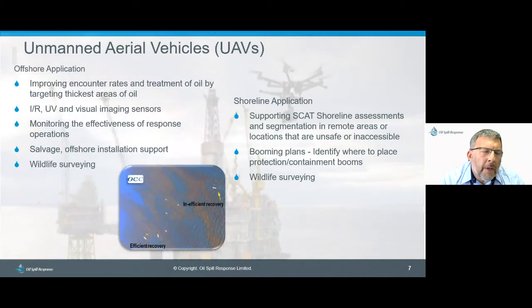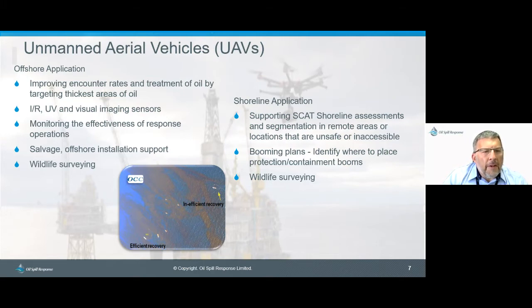Again, they can use infrared, UV and visual imaging sensors. They don't tend to be quite so good as the ones that you get in aircraft, and that's because obviously the size of the UAV and its payload reduces the size of these sensors. But still, at the levels they fly, between 20 and 30 meters, it's still very useful.